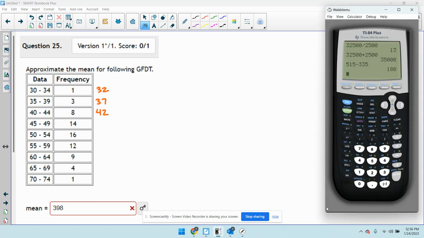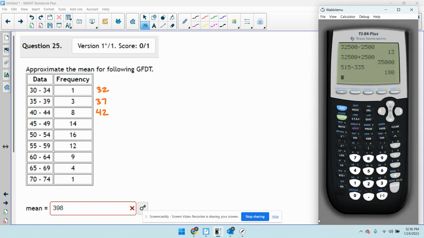I'm going to take the value that we're letting each of them be. So in the first case, I said it's going to be 32, and I'm going to times that by 1 because there's one of them in that range, plus 3 times 37, plus 8 times 42, plus 14 times 47, plus 16 times 52, plus 12 times 57, plus 9 times 62, plus 4 times 67, plus 1 times 72. So I get 3,551.